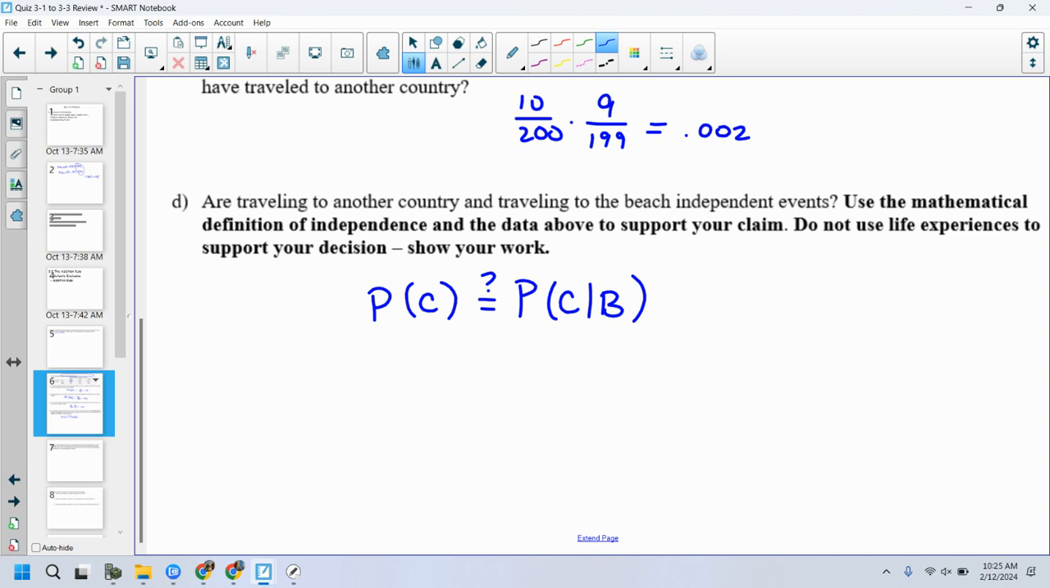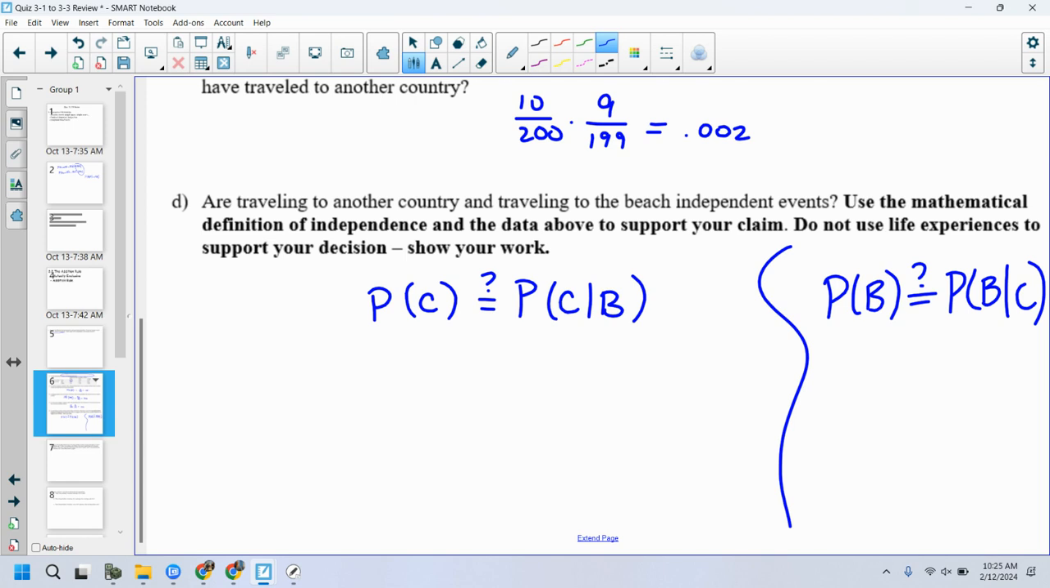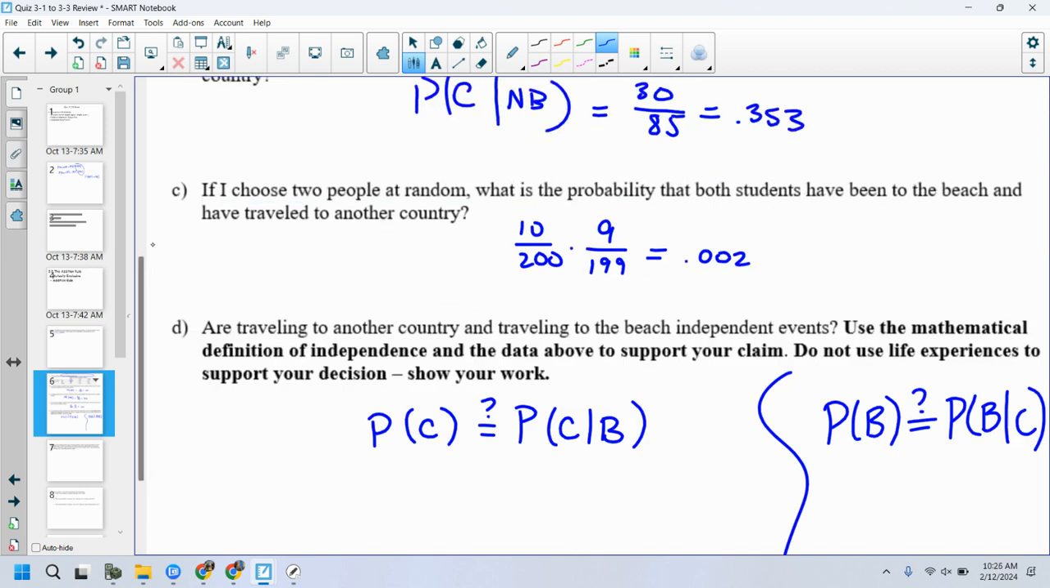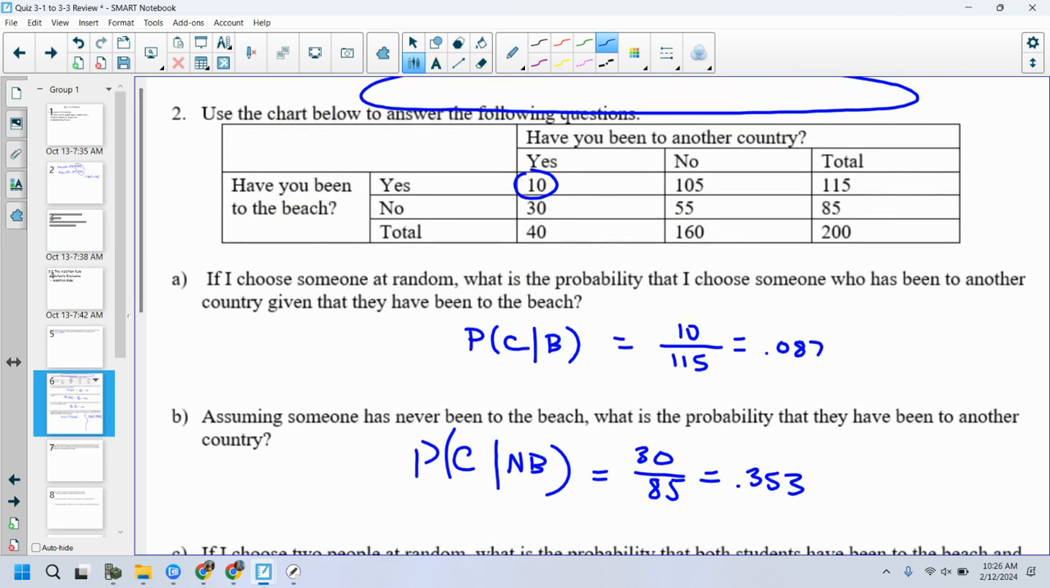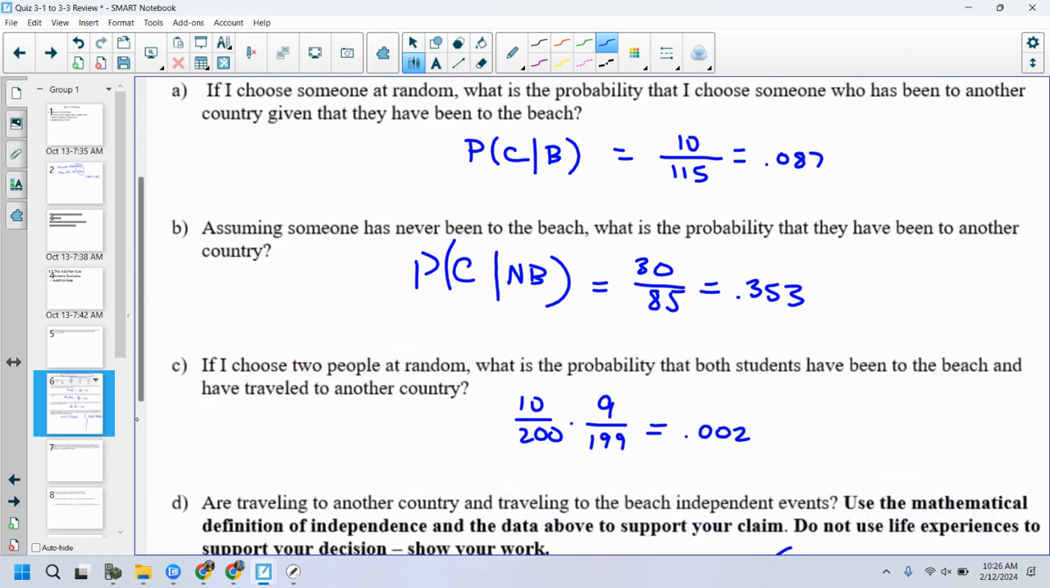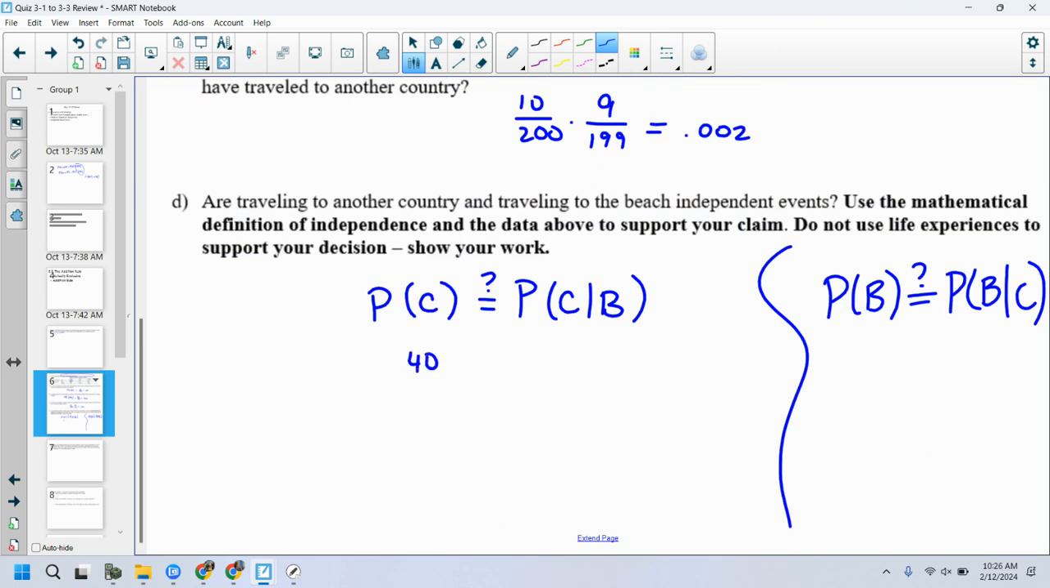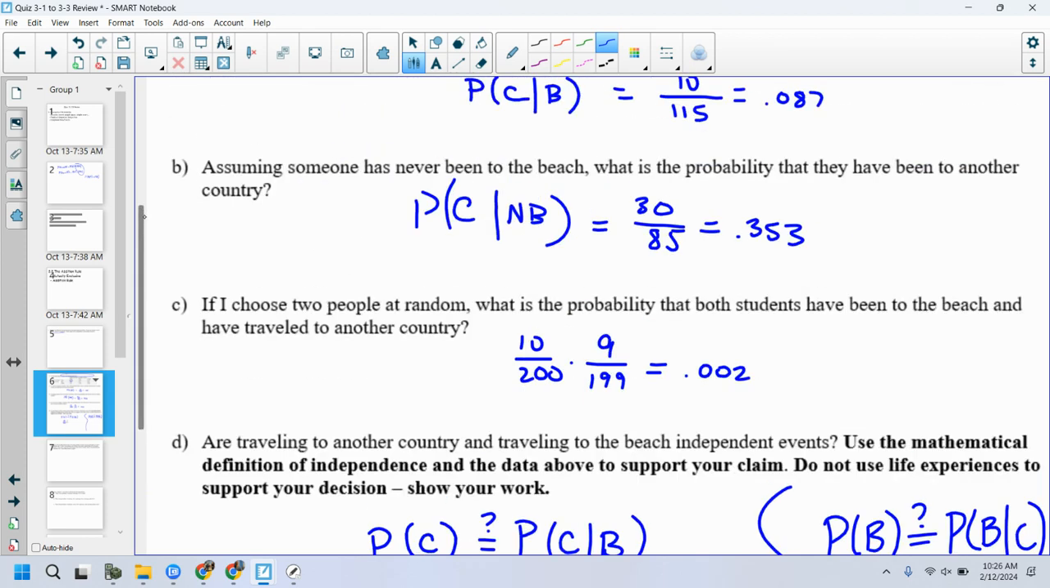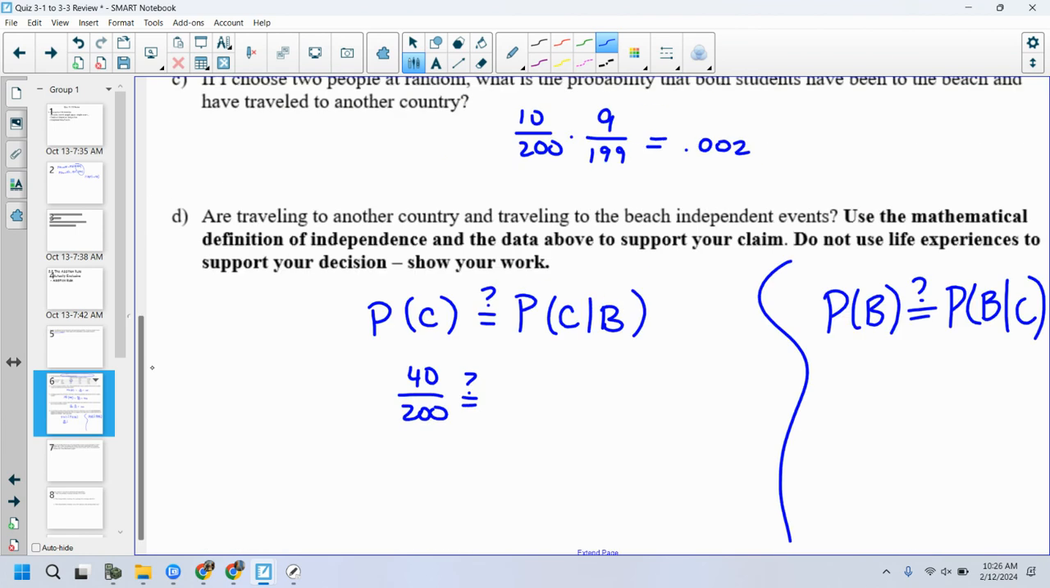I could also test if the probability of beach is equivalent to the probability of beach given country, right? That is an equivalent test for independence. You'll lead to the same conclusion. But let's take a look at this one. Probability of country at random. Probability of country is yes to another country. 40 out of 200. Let's see if it is country given beach. Did we just do that? Yeah. 10 out of 115.